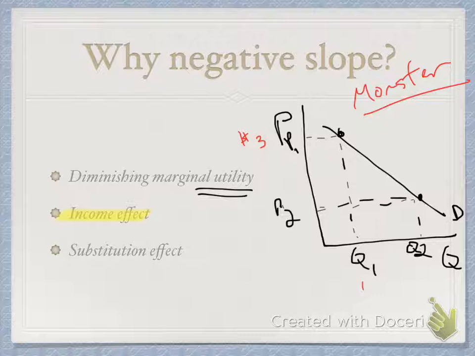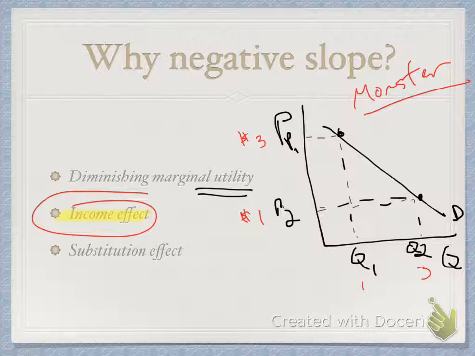Your income can go up 2 ways. 1, you get more dollars. 2, the price decreases. Let's say the price of a Monster drops to $1. What just happened to your purchasing power? You would plan to buy one at $3. Now you could buy 3 at $1. You could do 3 times as much. So this is called the income effect, right? Your money goes further when the price drops, and that's another reason for the inverse relationship.